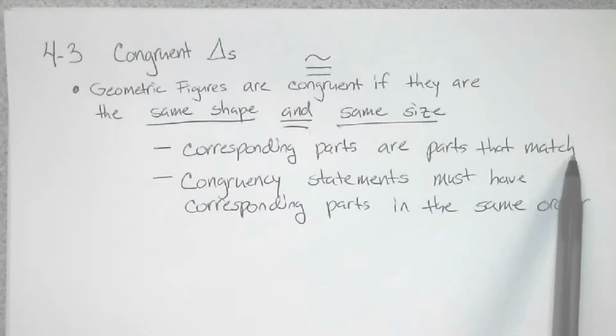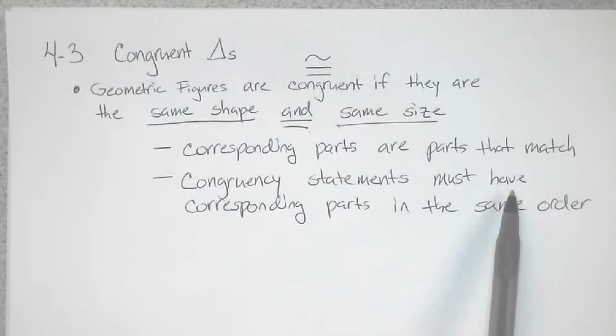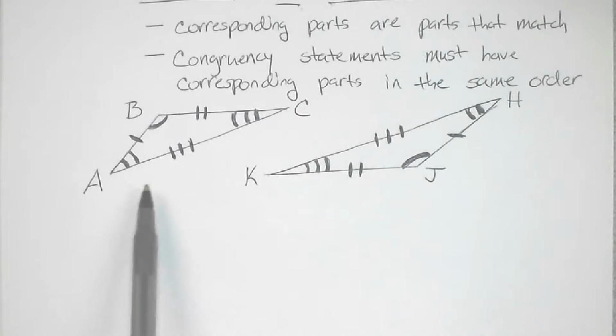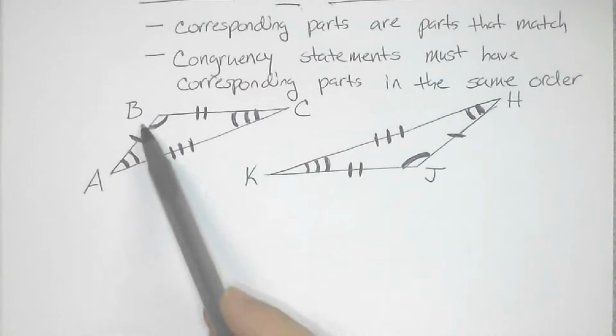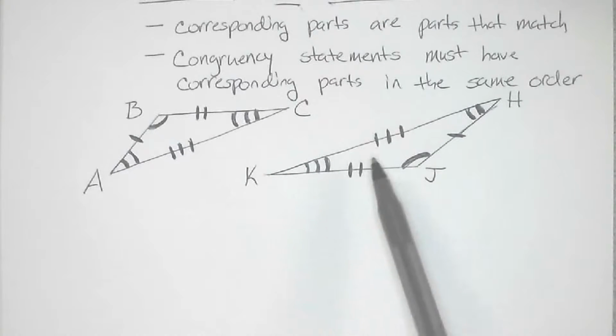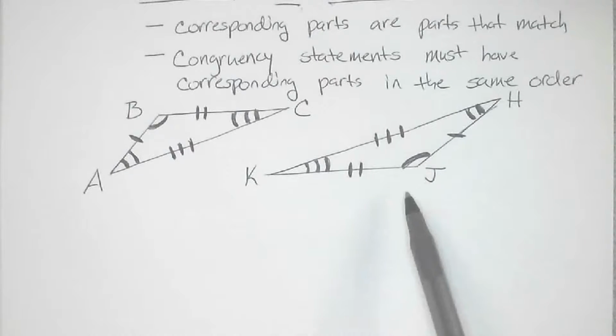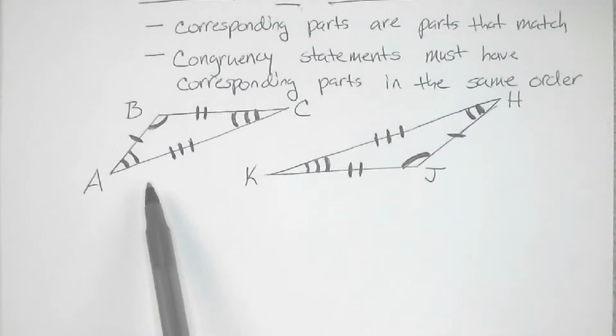Corresponding parts, that refers to parts that match up, and congruency statements must have the corresponding parts in the same order. The easiest way for me to explain that to you is to show you with an example. So let's take a look. Okay, so here you can see we have two triangles. Triangle ABC and triangle HJK.